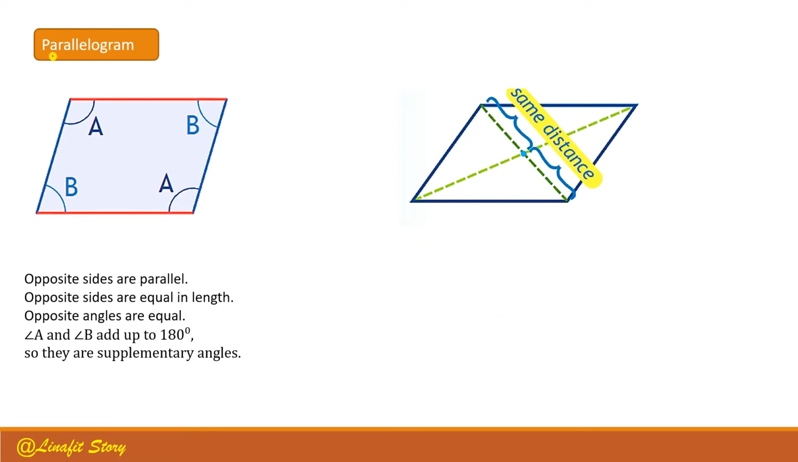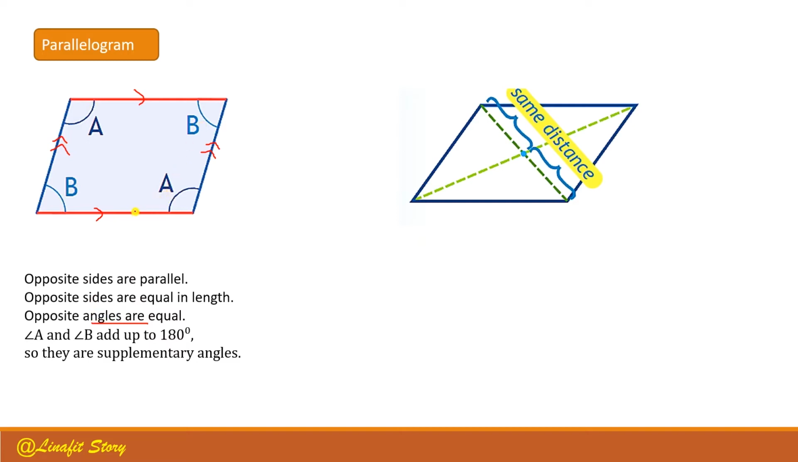A parallelogram is a flat shape with opposite sides parallel and equal in length. Opposite sides are parallel. Opposite sides are equal in length. Opposite angles are equal. Angles A are the same, and angles B are the same.